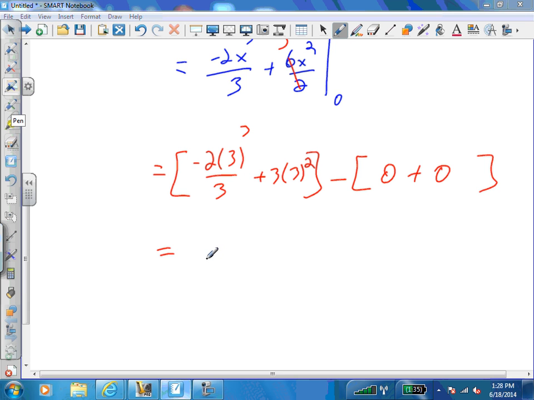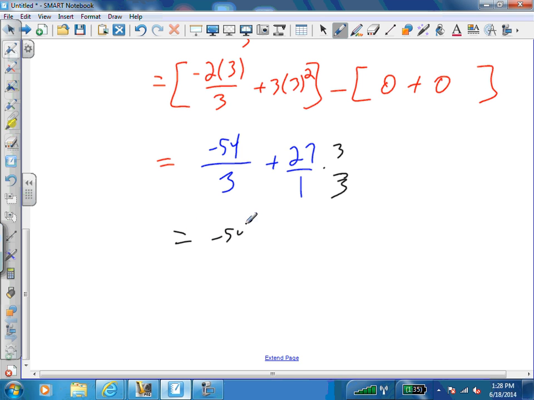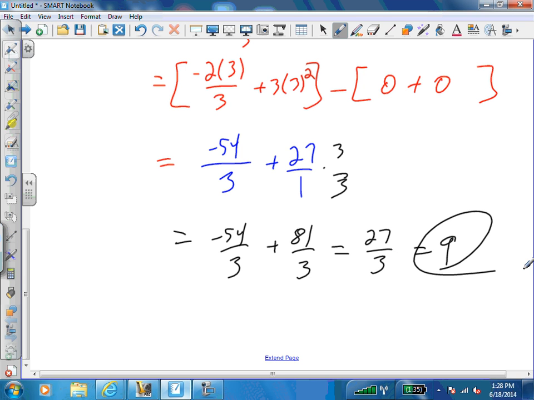All right, so 3 cubed, that's 27 times negative 2, so negative 54 over 3. 3 squared, that's 9 times 3, so 27, which we need a common denominator for. Multiply top and bottom by 3. So negative 54 over 3 plus 81 over 3 is 27 over 3, or 9. So it turns out for that particular region, the exact area between those two curves is 9.